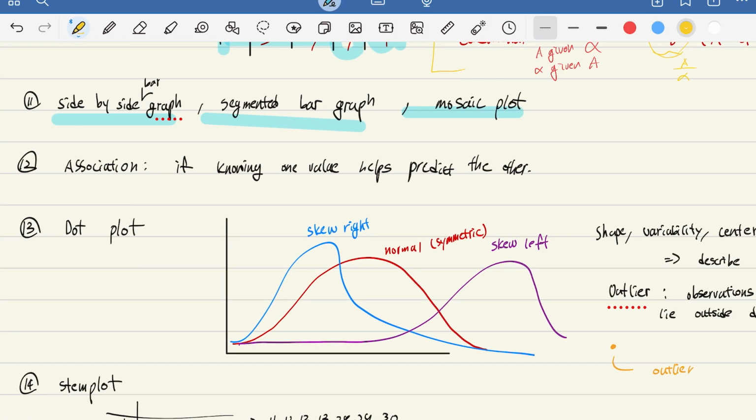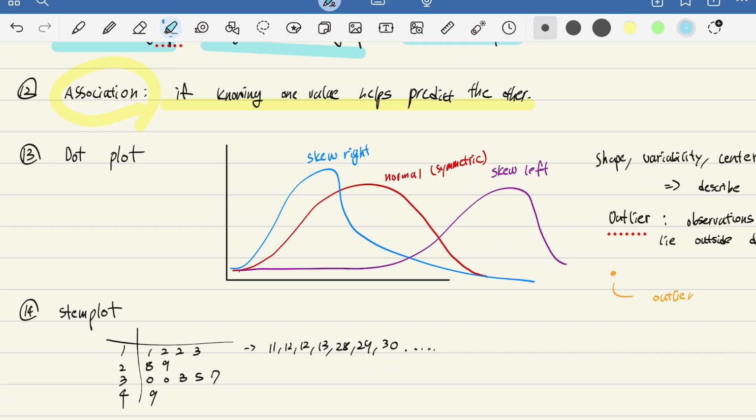And the next vocab that appears in AP Stat Unit 1 would be association. Association means that if knowing one value helps predict the other, we say that they are associated with each other.